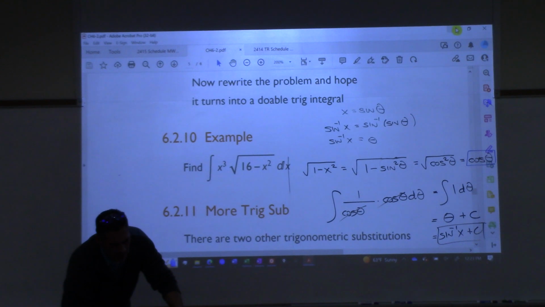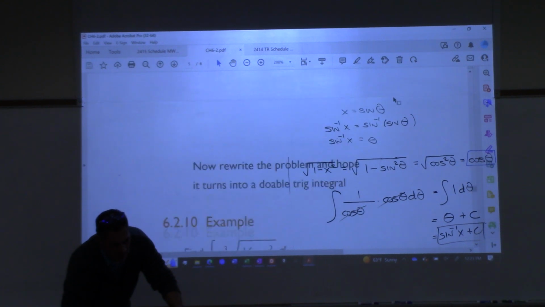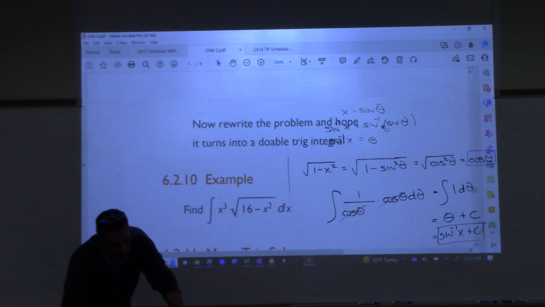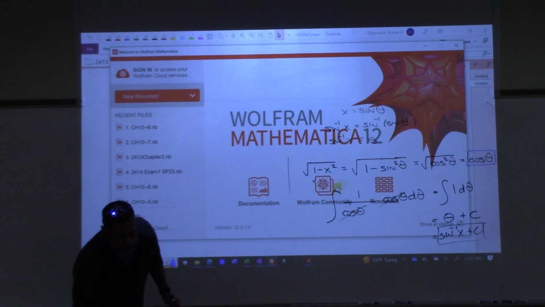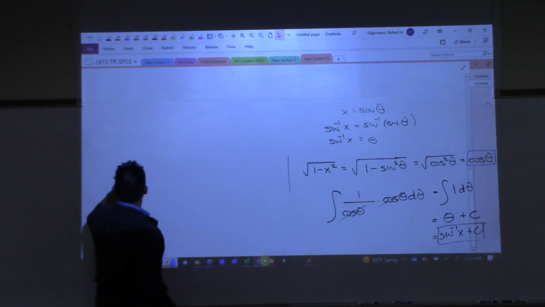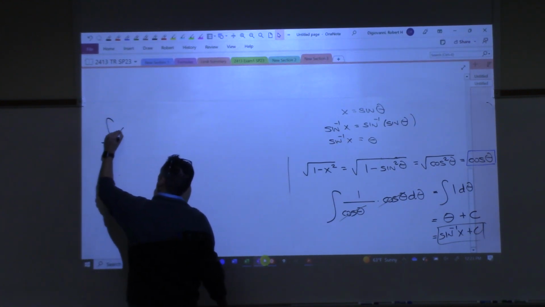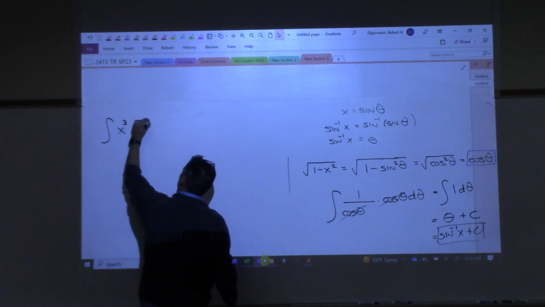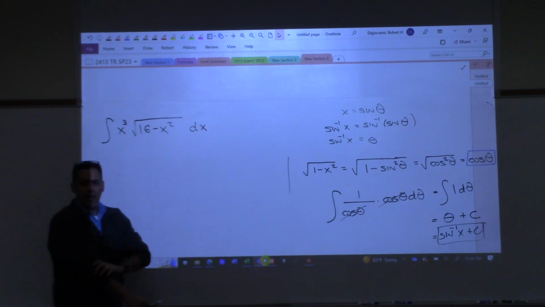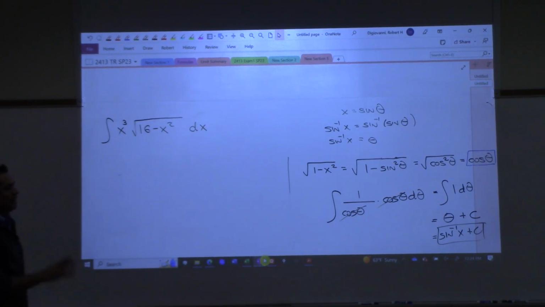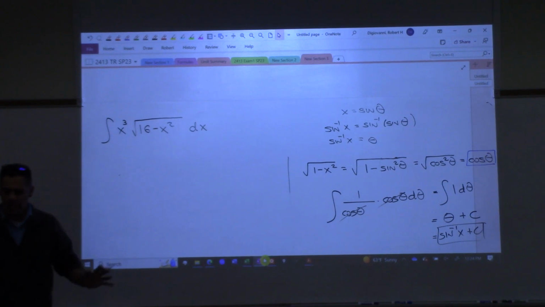I guess we'll do this one. Yeah, let's do this one. Now, I will say that this may be able to be done a different way. This problem, there may be another way to do it, but let's just do the trig sub so you can just see it happen, all right?